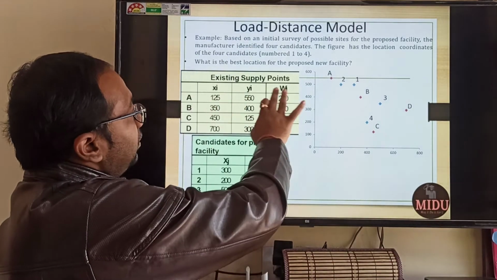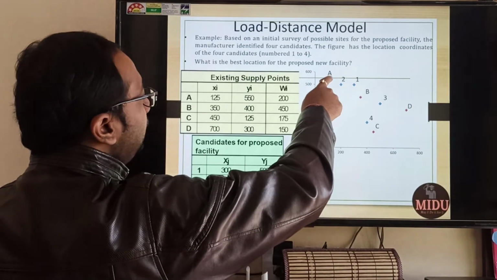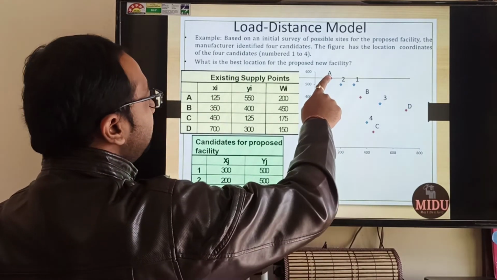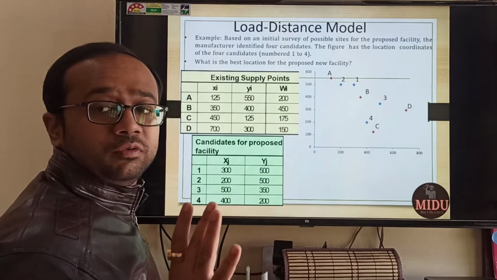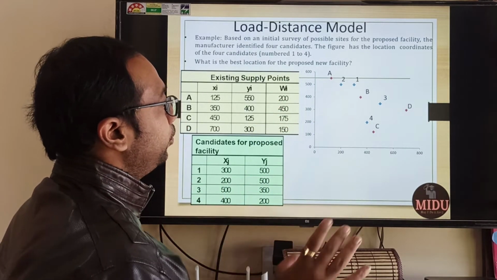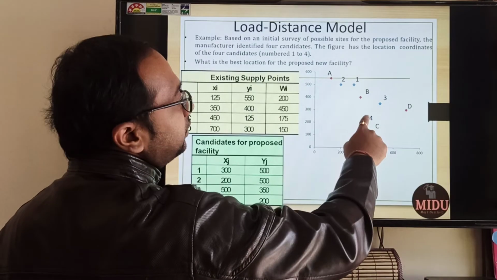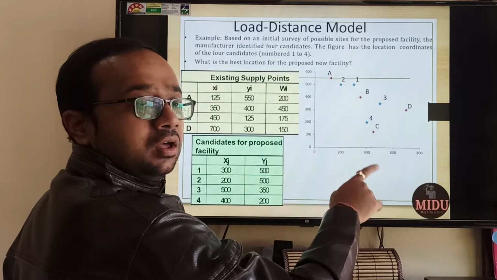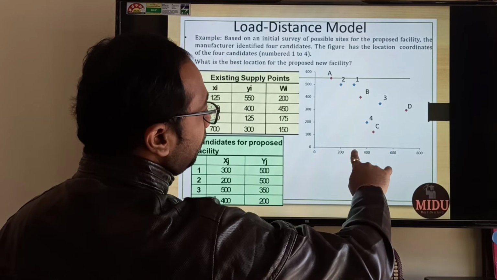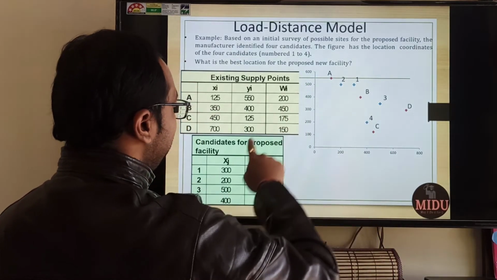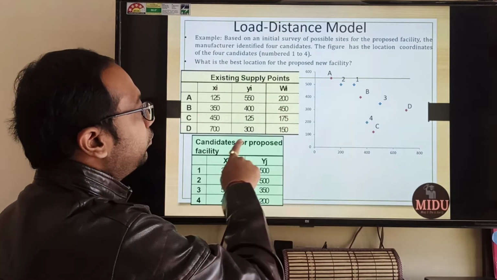So see, there are A, B, C, D existing supply points. So for example, what is point A? Point A is this one, 125 on x-axis, 550 on y-axis with a weight of 200. And then there are 4 coordinates of facilities which are proposed, these blue dots. So existing supply points are in red dots, candidates are in blue dots. So for example, what is 1? It is mid of this, so 300 and 500. So like this we have coordinates of proposed points and coordinates of supply points.